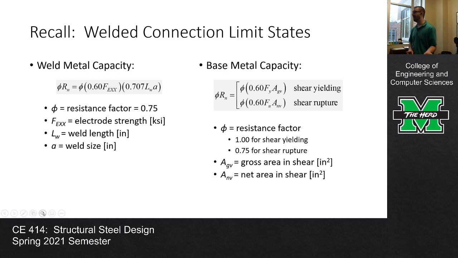And as for base metal capacity, it's not hard. You just need the gross area in shear and the net area in shear. But the kicker is, first off, the gross area in shear is just the length of the weld times the thickness of the plate in question. And the net area equals the gross area, because in fillet welds, you're not removing material from the base metal in order to fabricate the connection. It's not like a bolted connection where you have a plate and you're drilling a hole or punching a hole through it or using a CNC to cut a hole. It's just the plate in a welded connection. So gross area in shear equals the net area in shear. Makes it pretty easy. After that, it's pretty plug and chug.